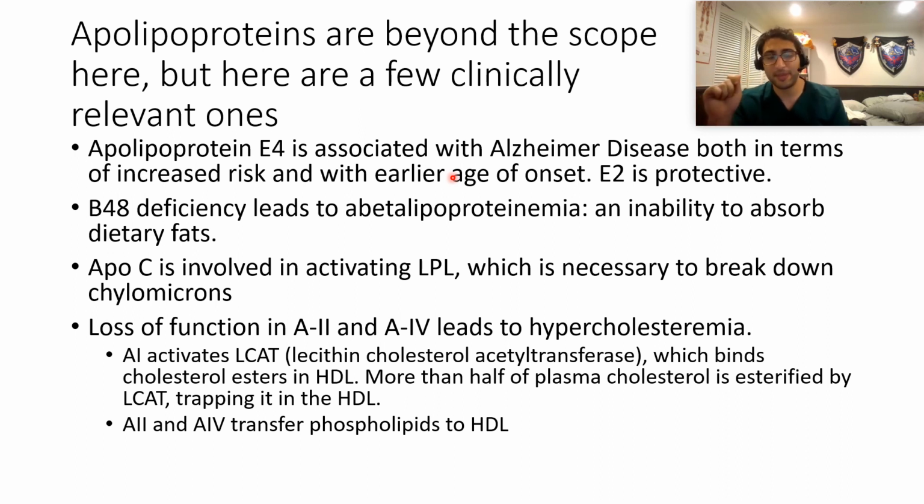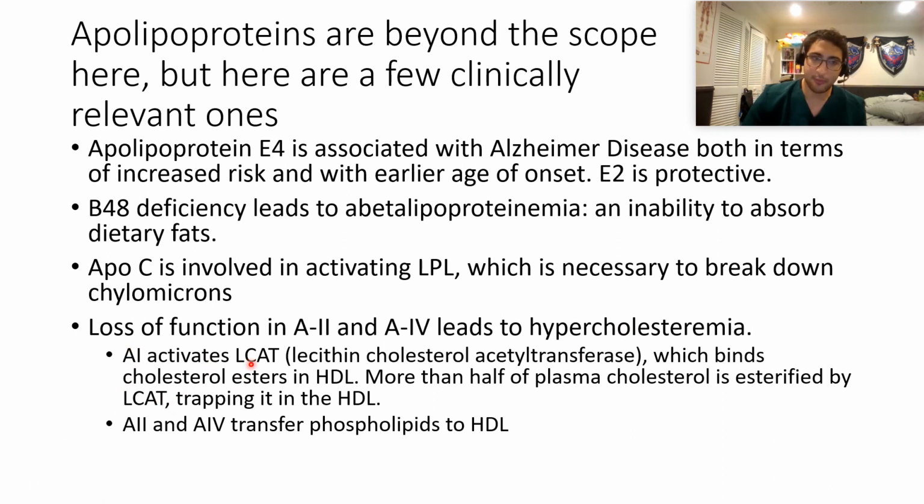ApoE4. E2 is protective, but what's more important for you to know is that ApoE4 is associated with increased risk and earlier age of onset for Alzheimer's disease. B48 deficiency is involved in abetalipoproteinemia, but we'll talk about that in a different lecture. ApoC is involved in activating lipoprotein lipase, so problems with ApoC lead to problems with lipoprotein lipase. Loss of function in apoproteins A2 and A4 lead to hypercholesterolemia.